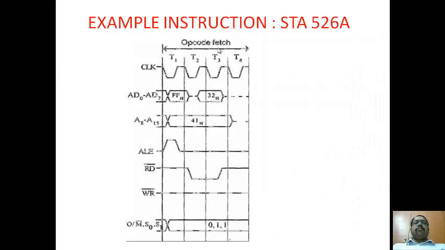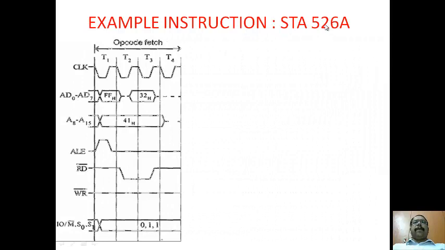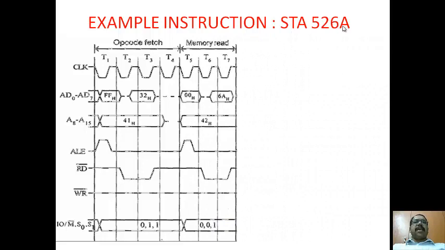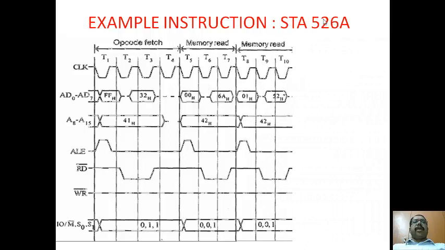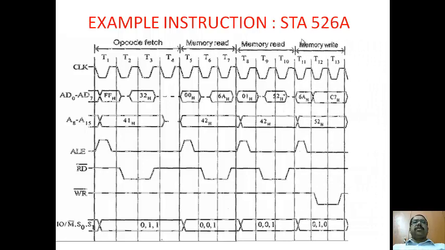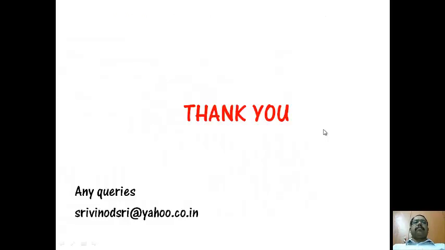Let us see one more example, STA 526A. First is the opcode fetch for STA, then the 6A is a memory read, then 52 is again a memory read, followed by STA, which means the accumulator content is stored in the particular location. Okay, so that is drawn here. Thank you.